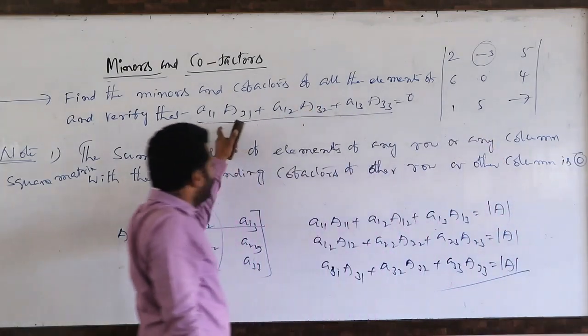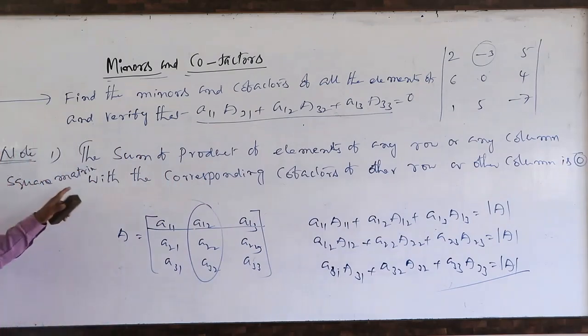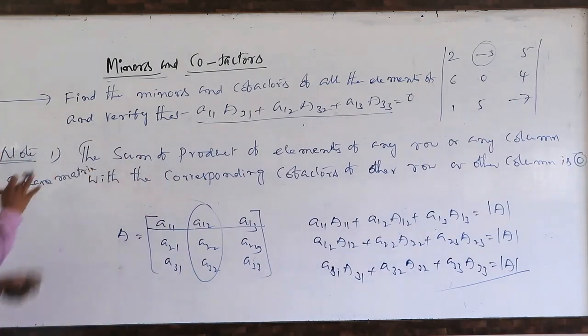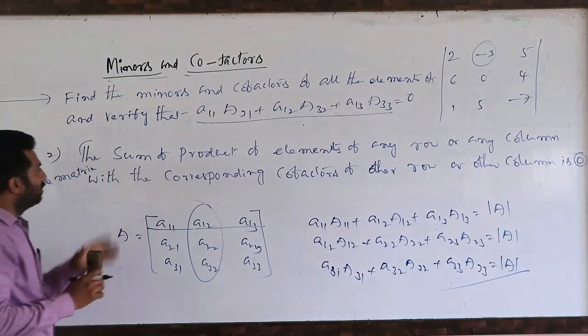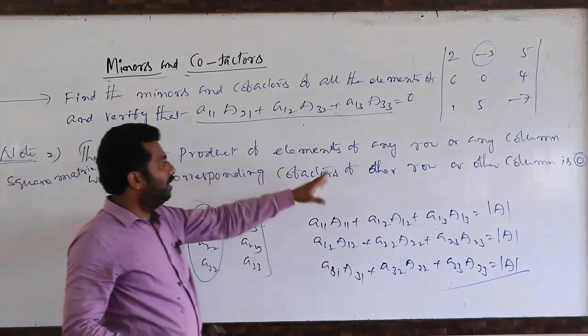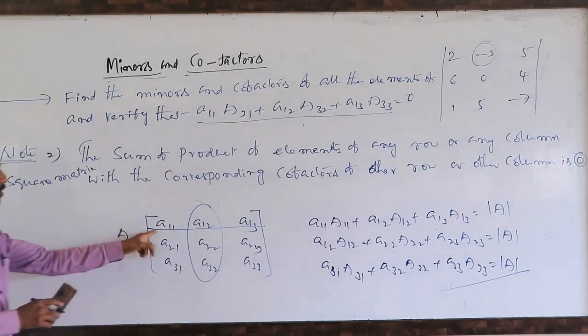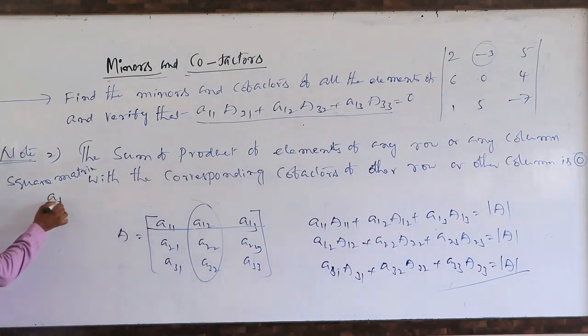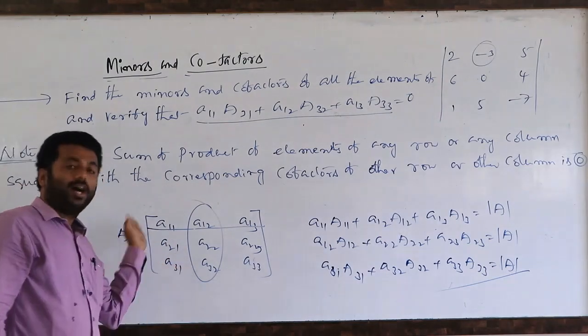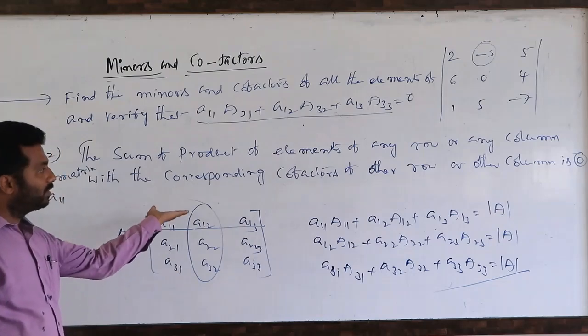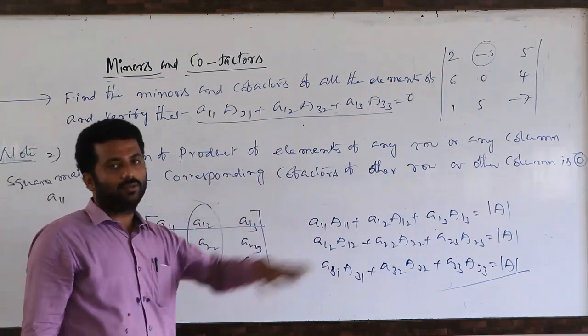See here, this one. Now, what is this concept you observe? This is note number 2. What is this note? The sum of the product of elements of any row or any column. You choose any row, suppose the first row I am choosing. A11 with the corresponding cofactors of the same row. The previous result is same row or same column.